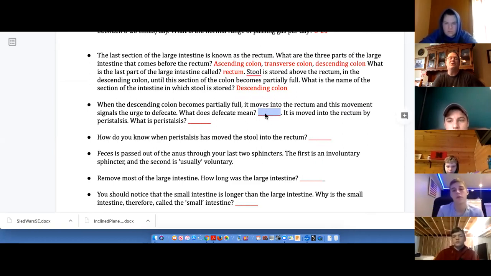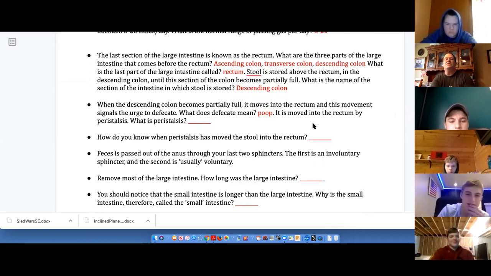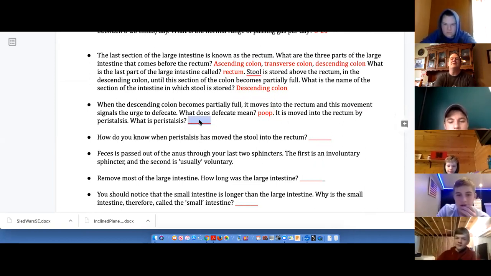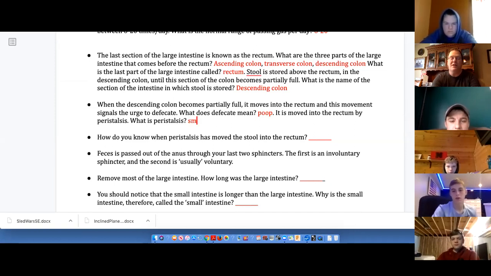Okay, so when it becomes full, it signals the urge to defecate. What does defecate mean? Poop. Right. It is moved into the rectum by peristalsis. That's the same thing that allows you to drink water if you're standing on your head. Peristalsis is just smooth muscle contractions of your alimentary canal. It just squeezes and relaxes and squeezes and relaxes.